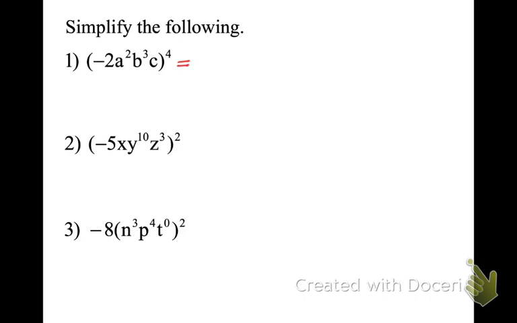Everything in here. -2 is to the 4th power. A squared times the 4th power, because it's inside outside. B cubed times the 4th power. And C to the first times the 4th power. What does that simplify to?